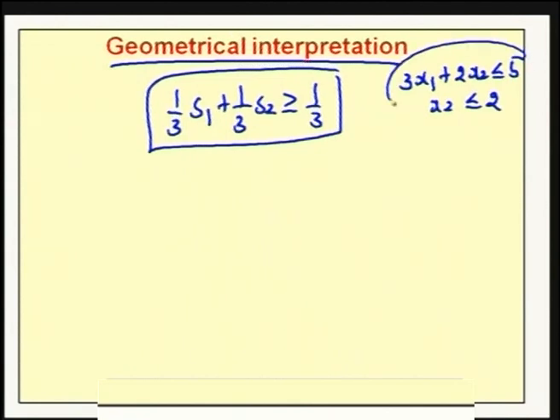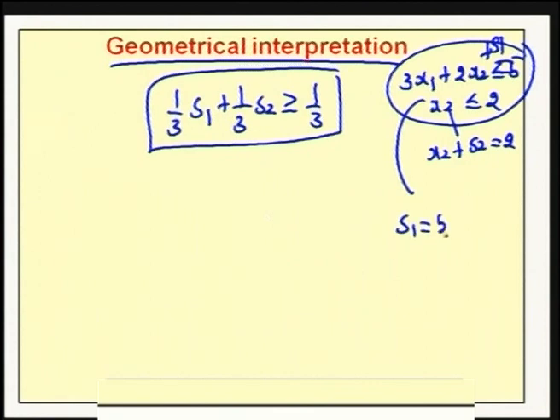The given constraints for this problem are 3 x 1 plus 2 x 2 less than or equal to 5, x 2 less than or equal to 2. Now, by introducing a slack variable, this inequation becomes 3 x 1 plus 2 x 2 plus s 1 equal to 5. By introducing slack for x 2, this can be written as x 2 plus s 2 equal to 2. So, from these equations we have s 1 equal to 5 minus 3 x 1 minus 2 x 2, and s 2 equal to 2 minus x 2.